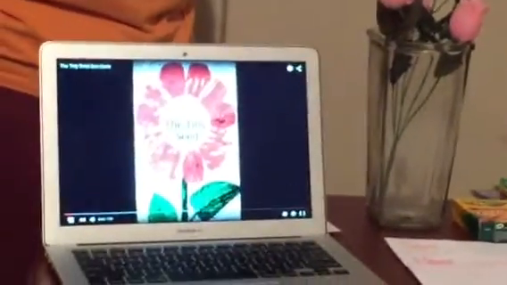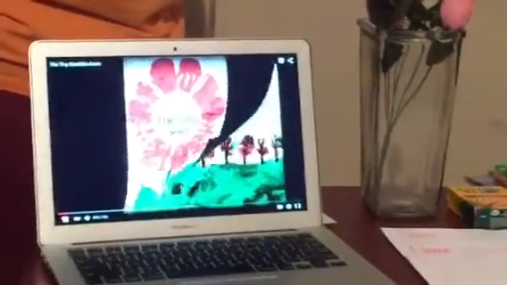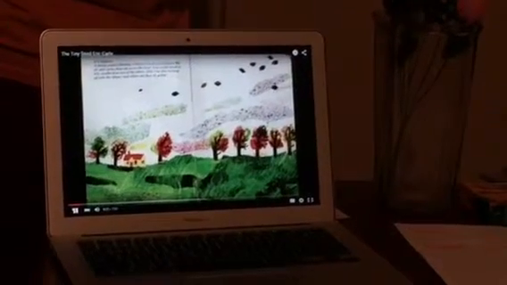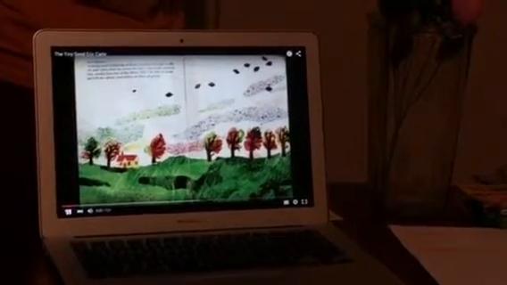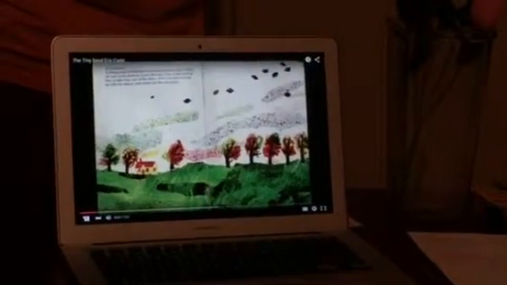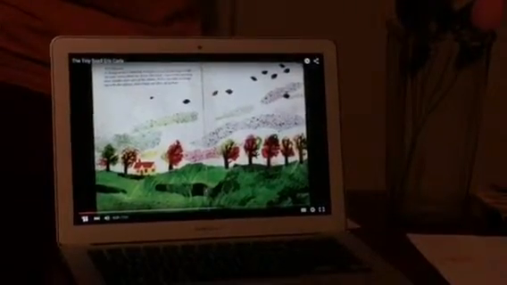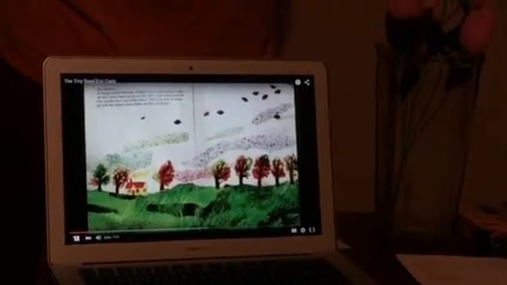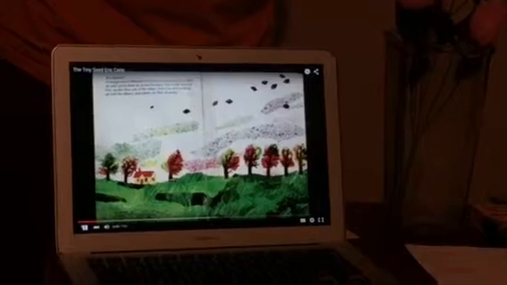The Tiny Seed by Eric Carle. It is autumn. A strong wind is blowing. It blows flower seeds high in the air and carries them far across the land. One of the seeds is tiny, smaller than any of the others. Will it be able to keep up with the others? And where are they all going?